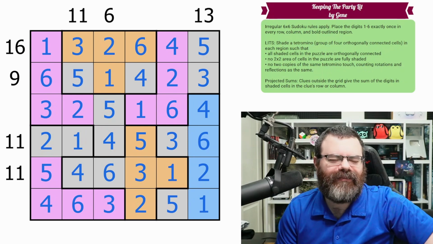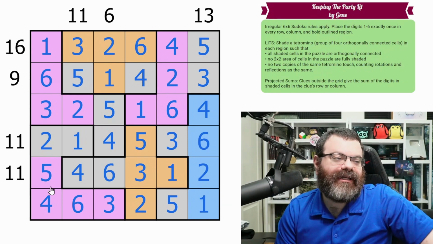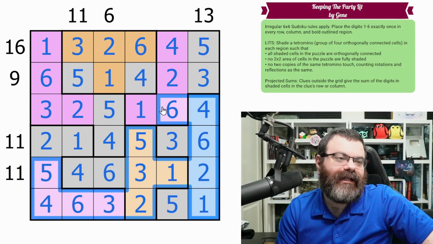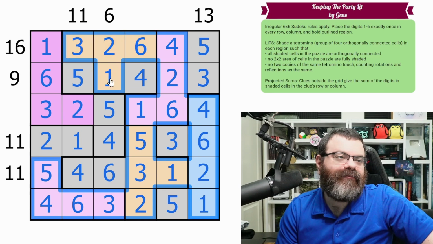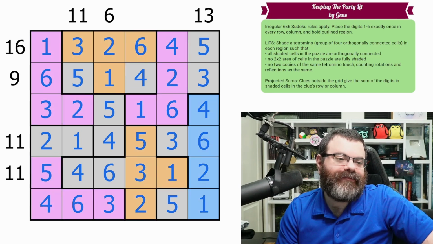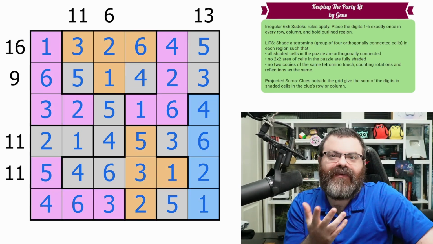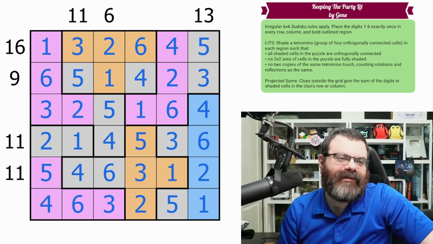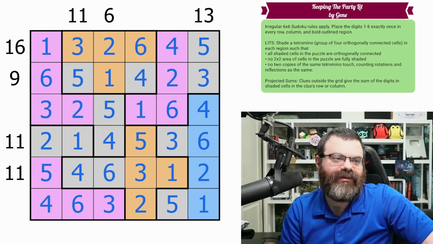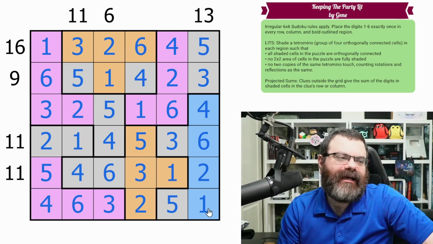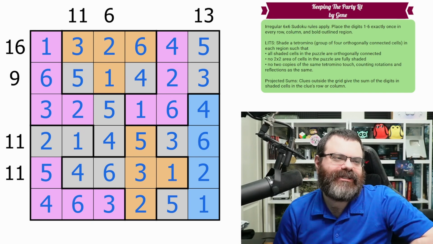Nice puzzle, Gene. I don't do lits very often, but it is a fun pencil type for sure. And I believe most lits puzzles, you just get the regions. And so I'm sure there's variants just like any other puzzle, but in standard lits, you just get the regions and you have to figure out a unique way to color tetrominoes. So you don't get this sort of projected sum helper there, or the digits trying to help you.